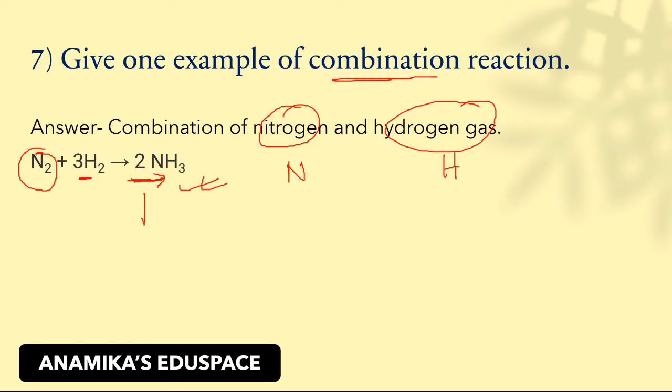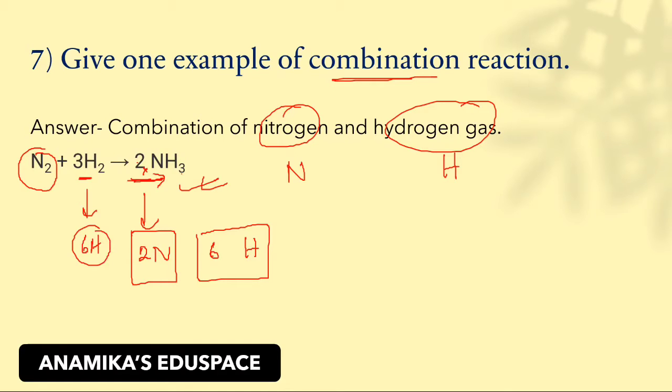If we check how many nitrogen are there, 2 nitrogen are there. How many hydrogen are there? I always say 2 into 3 will be there. So 6 hydrogen will be there. So here 6 hydrogen, 2 nitrogen. Here also we can find 6 hydrogen because 3 into 2 is 6, and 2 nitrogen. Clear? So the equation is balanced. Clear, students?